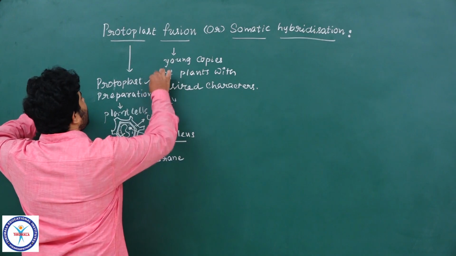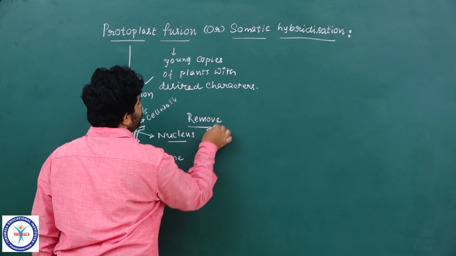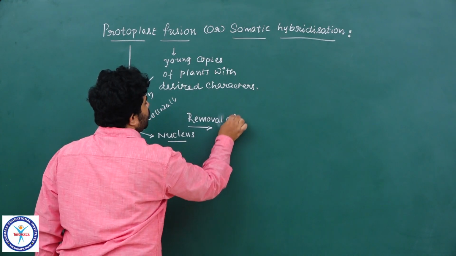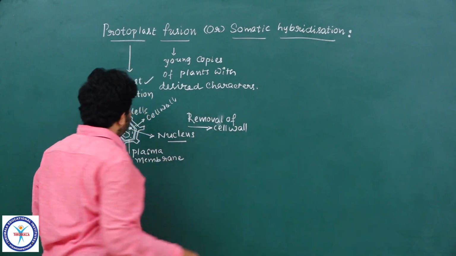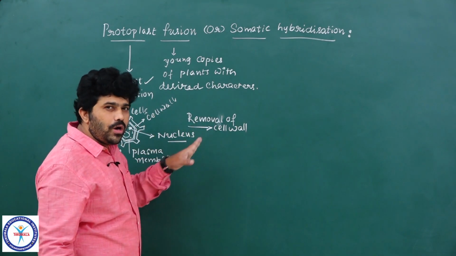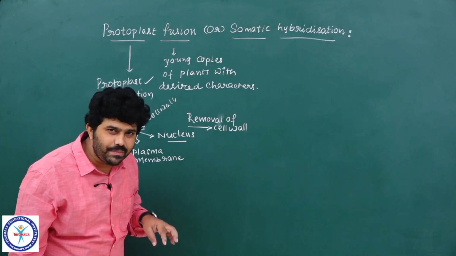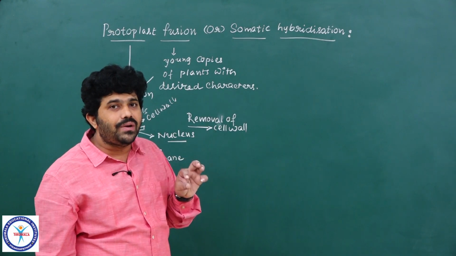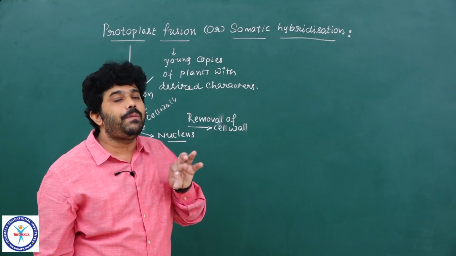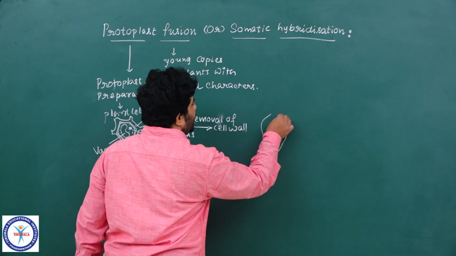But what kind of material is needed here? Protoplast. So when we remove the cell wall from this plant cell, the outermost layer, the remaining regions and constituents are still present. That naked plant cell, without the outer layer like the cell wall, is called a protoplast.